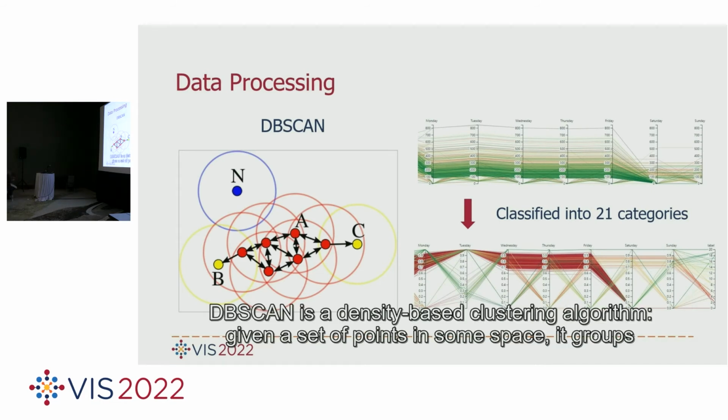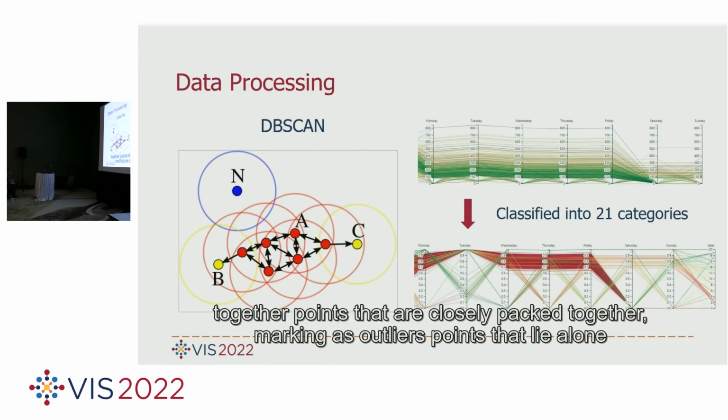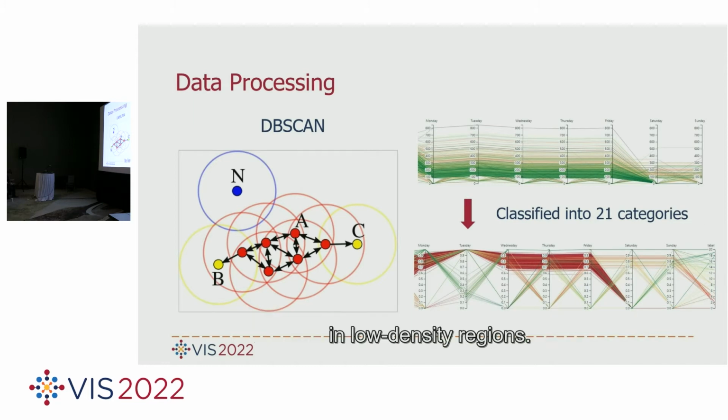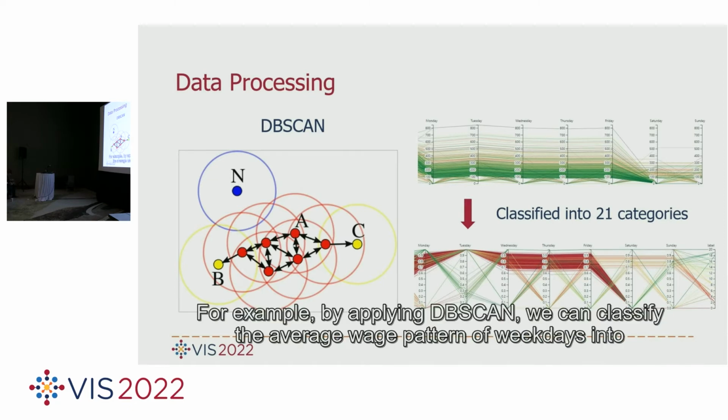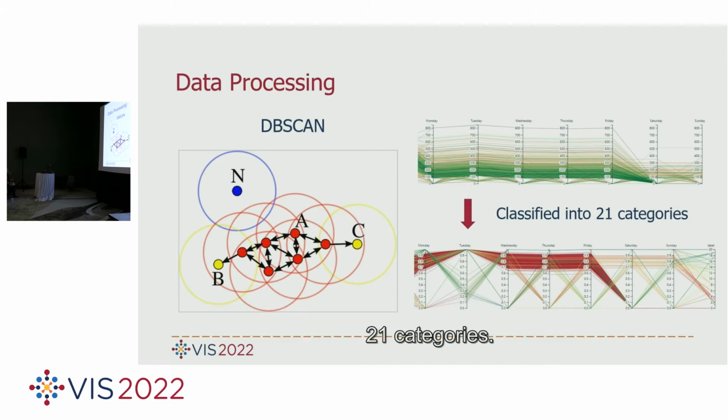DBSCAN is a density-based clustering algorithm. Given a set of points in some space, it groups together points that are closely packed together, marking as outliers points that lie alone in low-density regions. For example, by applying DBSCAN, we can classify the average wage pattern of weekdays into 21 categories.